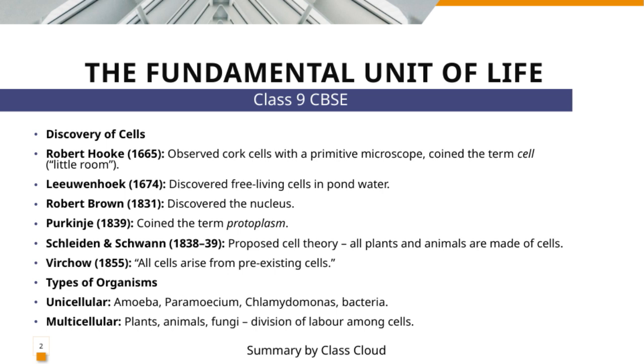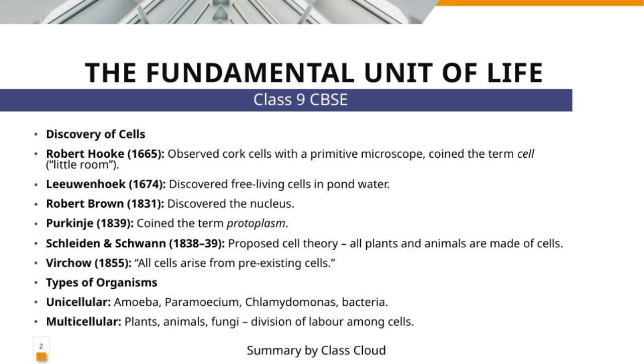Now, the foundational idea that all living things are made of cells came from Schleiden and Schwann in 1838 and 1839. They proposed what we now call the cell theory, basically, that plants and animals are composed of cells. Later, in 1855, Virchow added an important point. All cells come from pre-existing cells, meaning cells don't just appear out of nowhere.